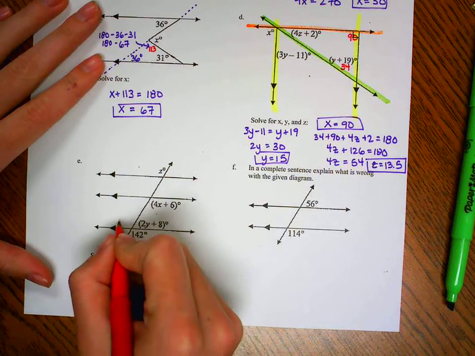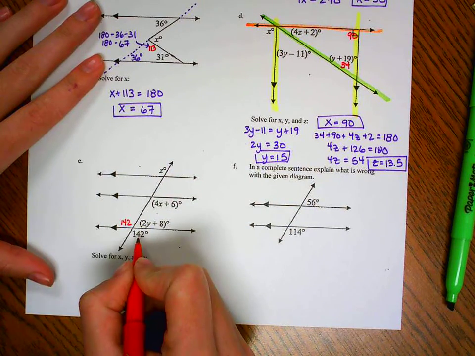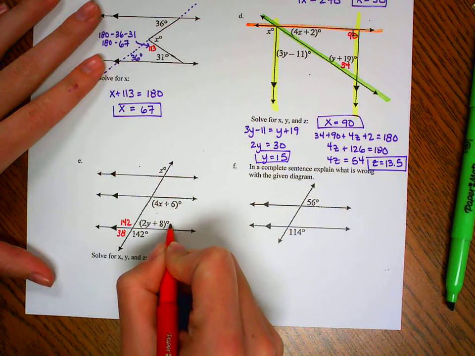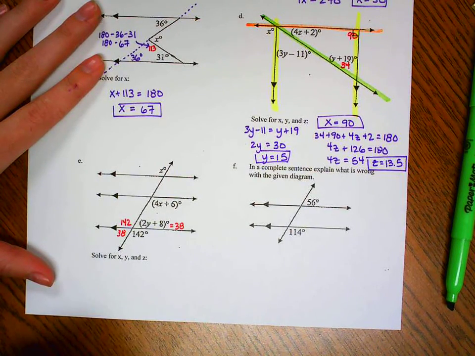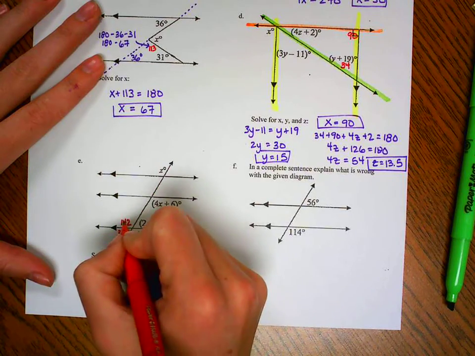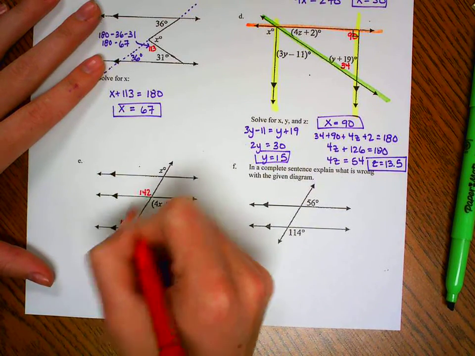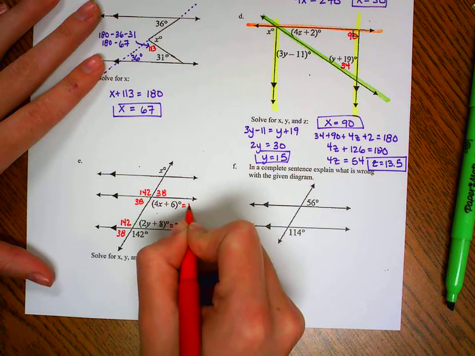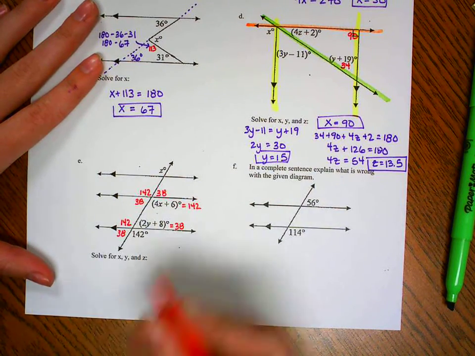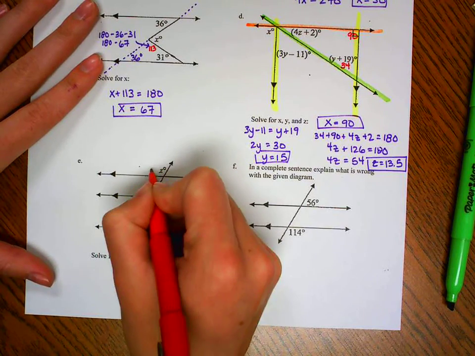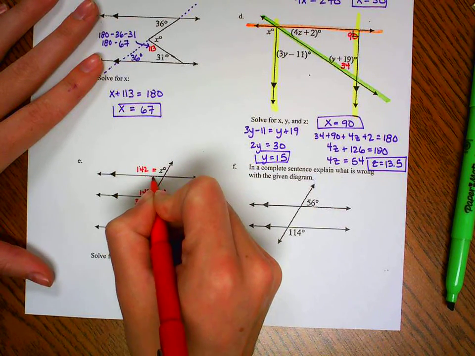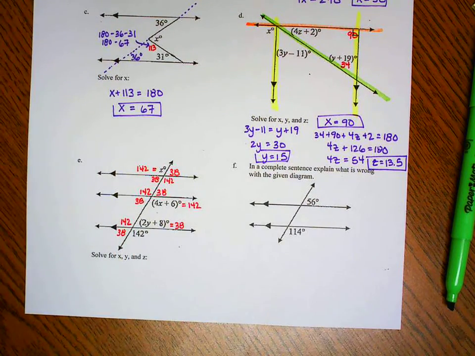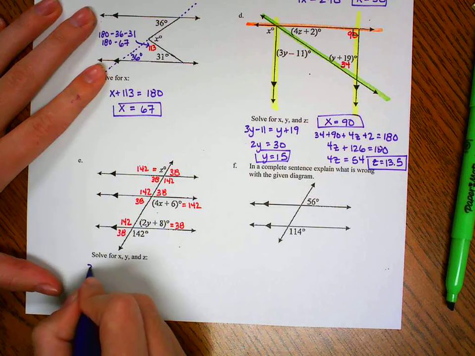If this is 142, because of vertical angles, that's 142. This is going to be 38 because these form linear pairs. That means this thing also has to have a value of 38. Well, since my lines are parallel, if this is 142, by the corresponding angles postulate, that's 142. This is 38, this is 38, and this has to equal 142. Again, by the corresponding angles postulate, if this is 142, this thing has to equal 142. This is 38, this is 142, this is 38. So now we can set up some equations. Well, z is just 142, that was nice.